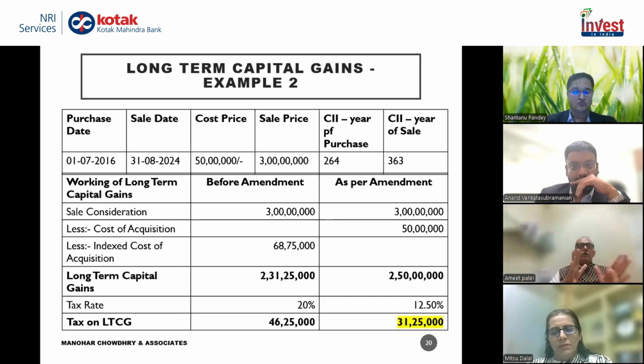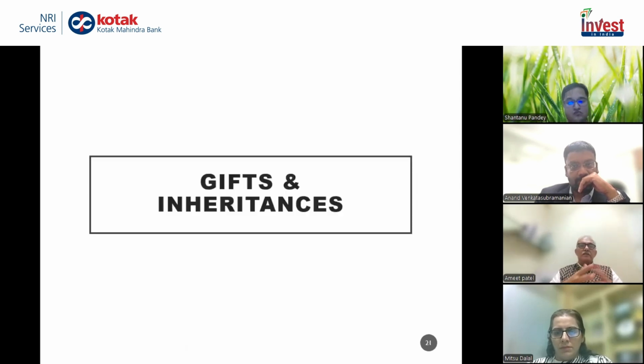So we are just trying to illustrate the point that the new tax regime for capital gains, whereby indexation is not available and long-term capital gains is taxed at 12.5%, could be beneficial to some and could not be beneficial to some. This is the sum and substance of the two illustrations. Which brings me to the aspect of gifts and inheritances.